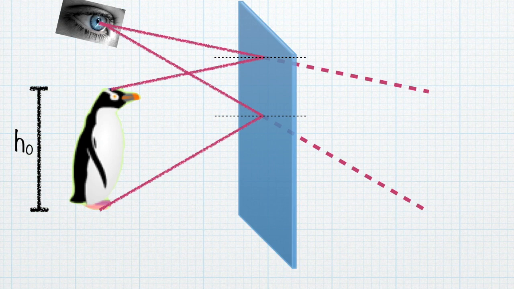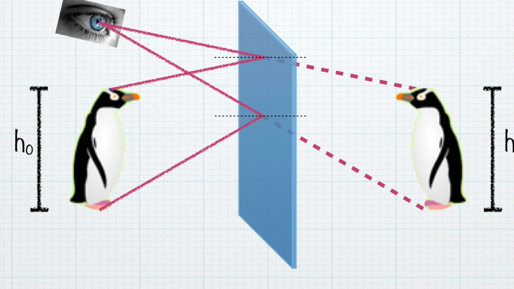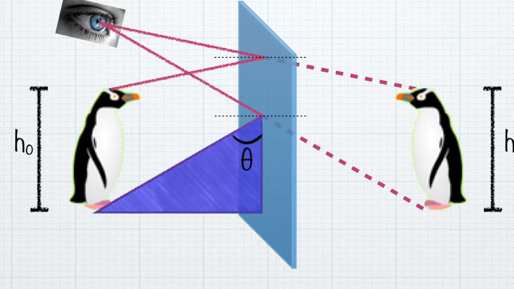And so we can use those dashed lines that we've drawn behind the mirror to get an understanding of what the image of this penguin will look like in the plane mirror. We will see a penguin that is the same height as the actual penguin. There's no magnification of the image. And we'll also be able to determine that the penguin image seems to be the same distance away from the mirror as the actual penguin.